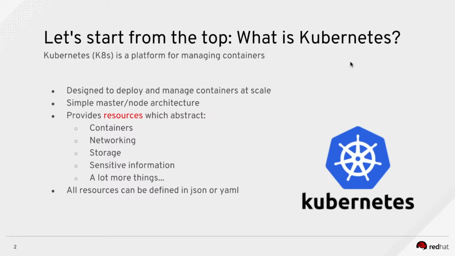The architecture is a simple master node architecture, and what that means is you have control hosts, which are dubbed masters, and you also have compute hosts, which are dubbed nodes. Kubernetes provides resources that abstract things like containers, networking, storage, sensitive information such as SSL certificates, key pairs, and many other things that are much more high level, deployments, custom resources, and so on, which we'll get into as we move further through the presentation here. All resources can be defined in either JSON or YAML syntax.